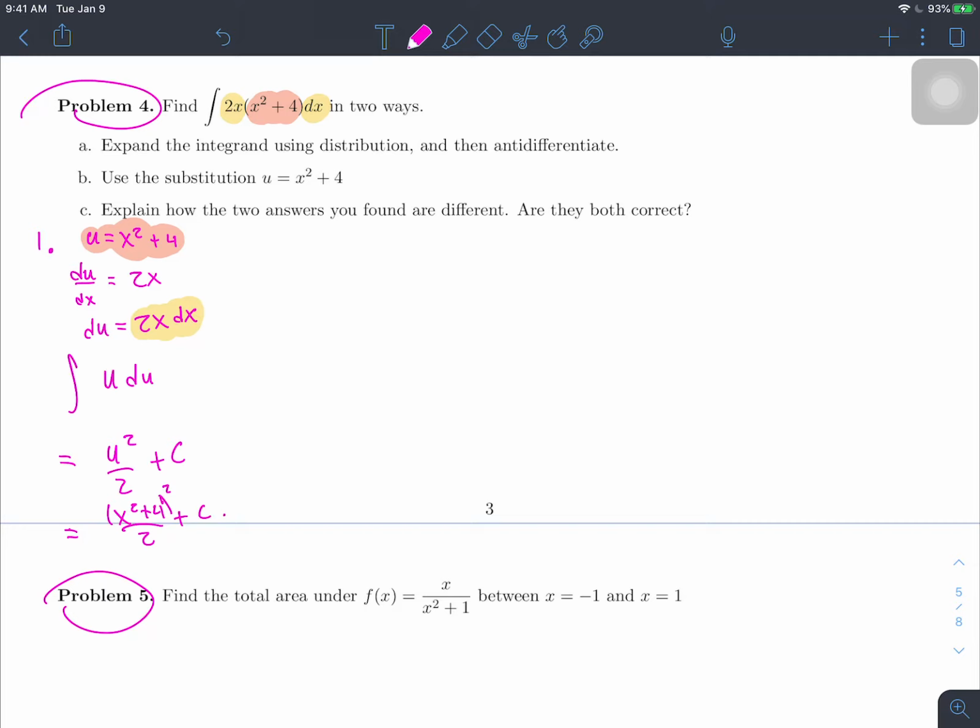Okay, let's do it the second way. Okay, way number 2 here. We're supposed to use distribution and then anti-differentiate. Okay, that just means find an antiderivative. So we'll rewrite the integral where we will distribute this. We'll get 2x cubed plus 8x dx.